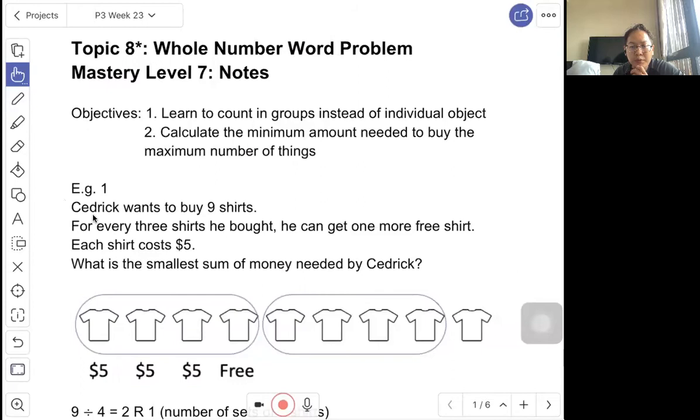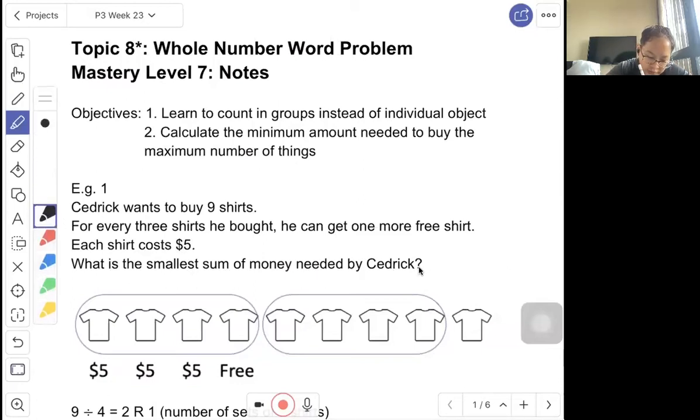In example one, Cedric wants to buy 9 shirts. For every 3 shirts he buys, he can get 1 more free shirt. Every shirt costs $5. So what is the smallest sum of money needed by Cedric? First, the keyword is 9 shirts, but for every 3 shirts he buys, there's 1 more free shirt.